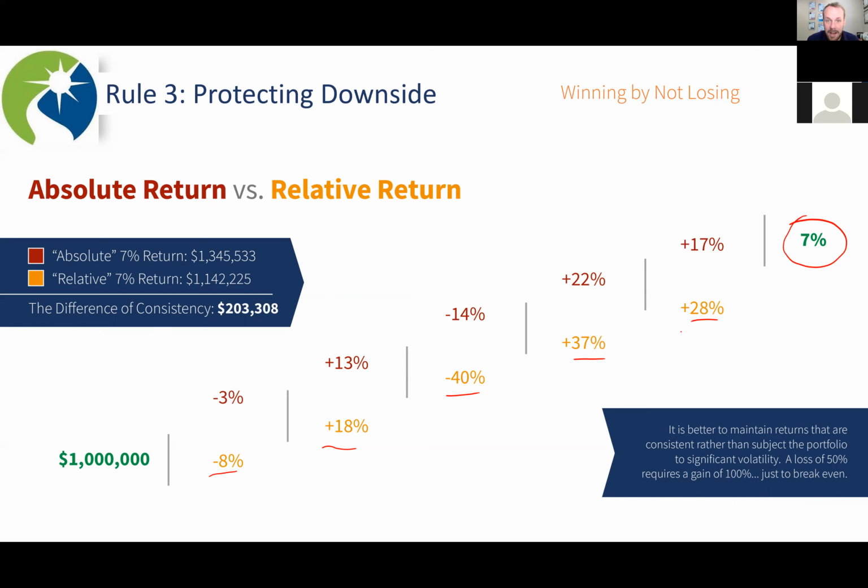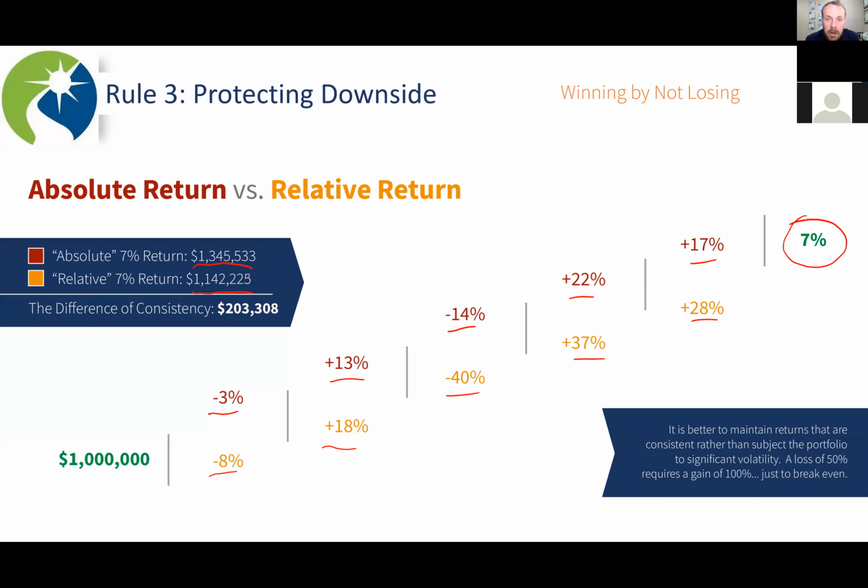We have the same average rate of return with the red line. So down 3, not quite down as much. We don't capture as much of that downside. Up 13, we also don't capture all of that upside. Down 14, thank goodness we avoided that. Up 22, up 17. We're never performing as well as the orange fund is. But what's interesting, that's also an average of 7% a year. But looking at the absolute returns, the red fund did 1.3 million, $1 million invested turned into 1.34 million, whereas the relative orange investment only returned us 1.1.